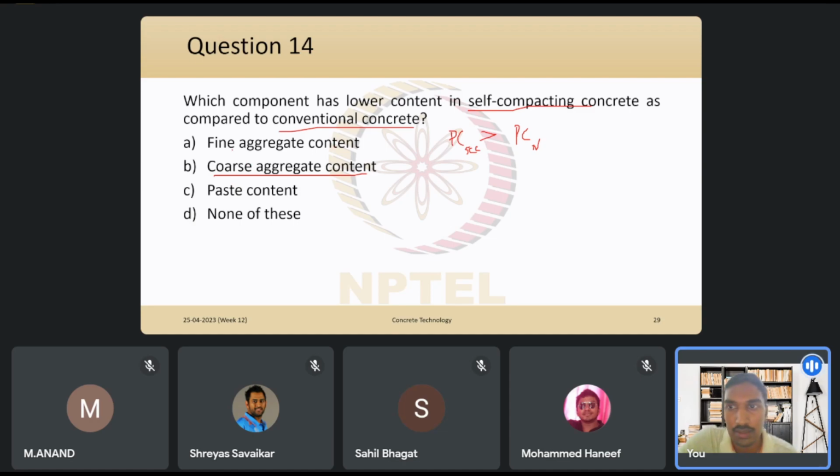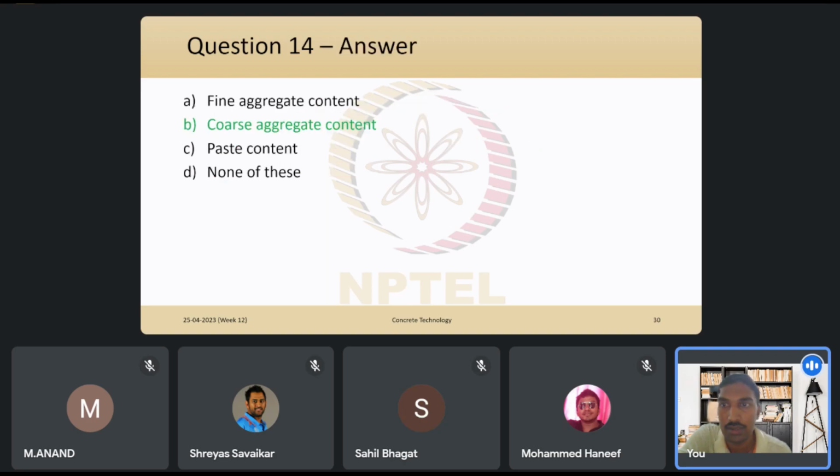Paste also contains your fine aggregates. So paste content and fine aggregate content will be higher, but your coarse aggregate content will be lower. All we are saying is relative, right? When you're comparing it with typical conventional concrete mix proportions, relatively it will be lower for the coarse aggregates, whereas paste content and fine aggregate will be higher, right? Here we are asking which component has a lower content. So lower content will be for option B, coarse aggregates, right? So B is the right option.